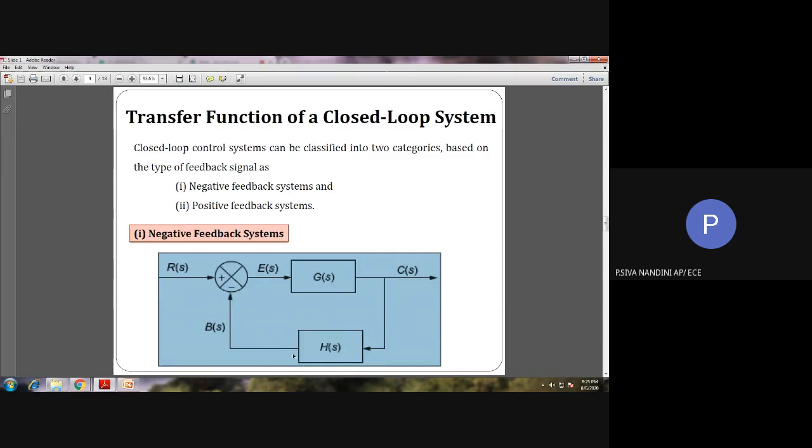In the feedback path, we are having the H of S block which is given to the summing point with negative sign. So only we are saying this as a negative feedback system. See here, the input is fed to the summing point with a positive sign, but the feedback function H of S is fed to the summing point with a negative sign. So only it is known as a negative feedback system. Now we shall see how to determine the transfer function of this closed loop system, particularly the negative feedback system.